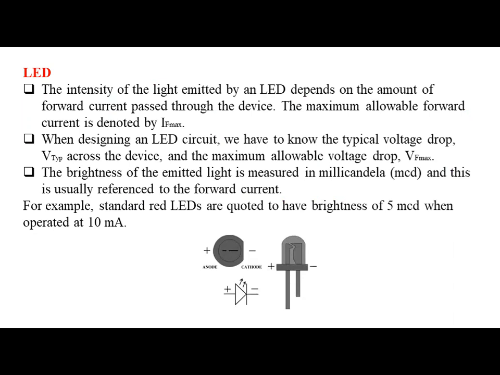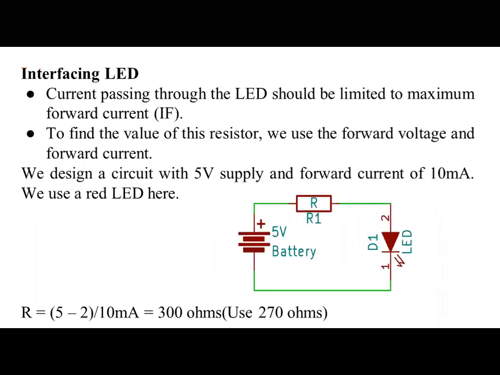When designing an LED circuit, we have to know the typical voltage drop, that is VTYP, across the device, and the maximum allowable voltage drop, VF max. The brightness of the emitted light is measured in millicandela, that is MCD, and this is usually referenced to the forward current. For example, standard red LEDs are quoted to have brightness of 5 MCD when operated at the 10 milliampere current. Now we will see the interfacing of LED.